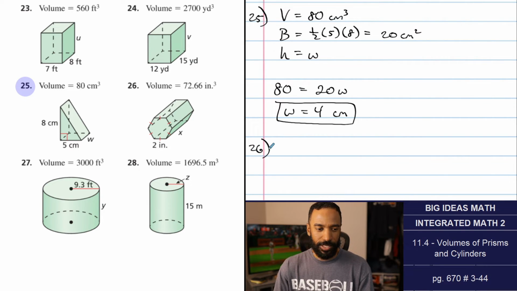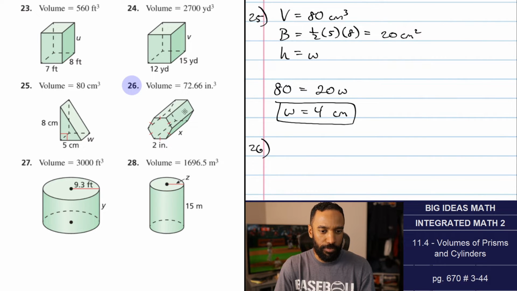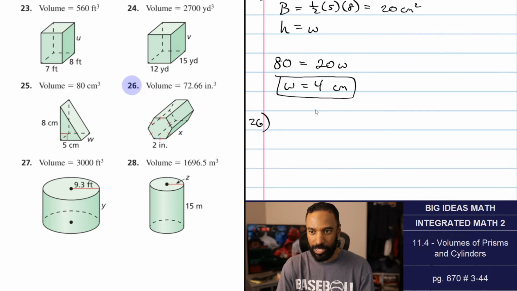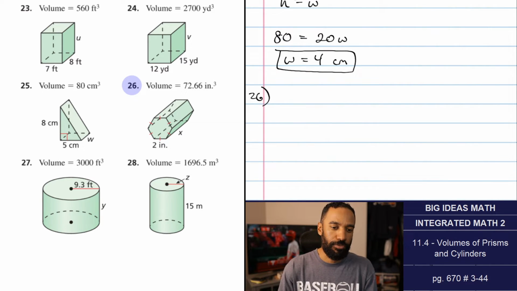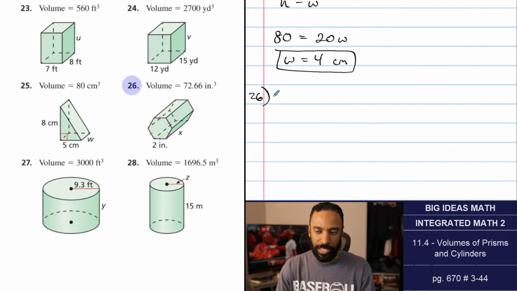Number 26 is, again, this isn't like the base is bottom and top. The base is front and back. This is a hexagon, a regular hexagon. It's a hexagonal prism. We have to find the area of this hexagonal prism.